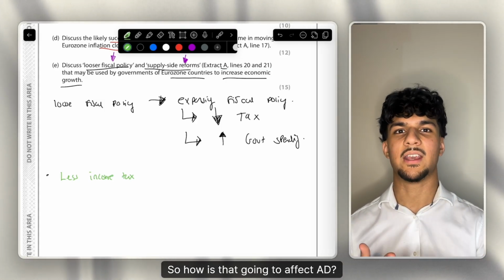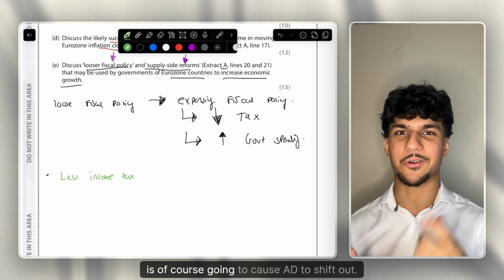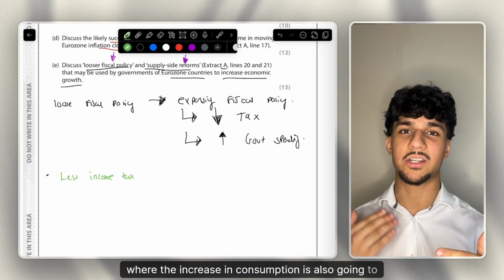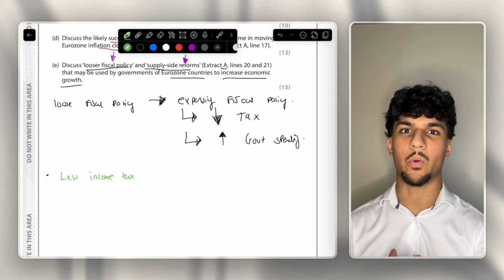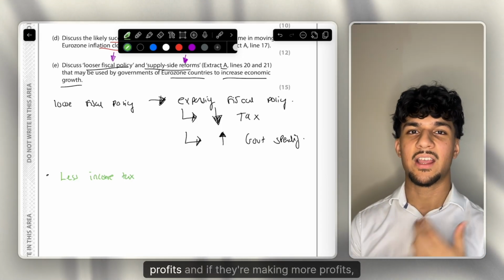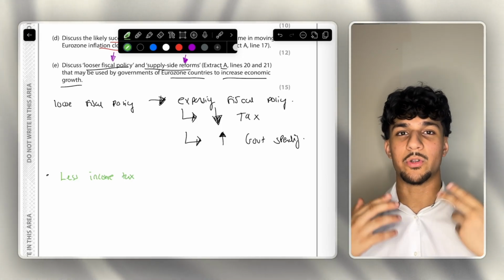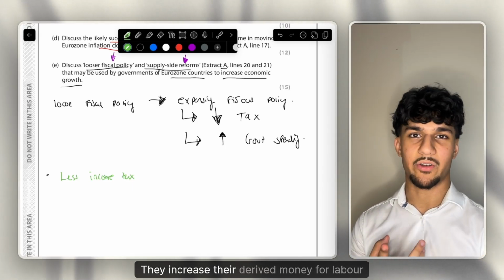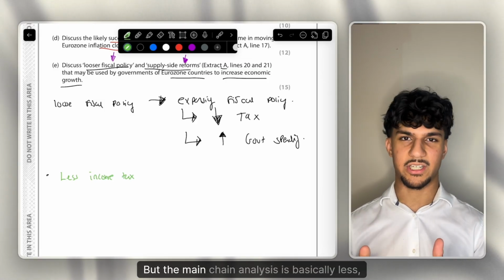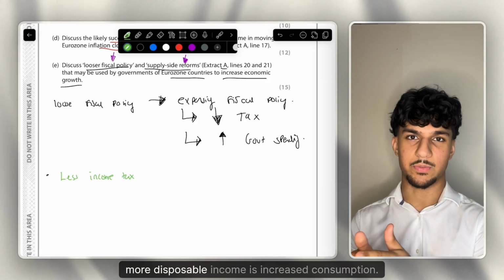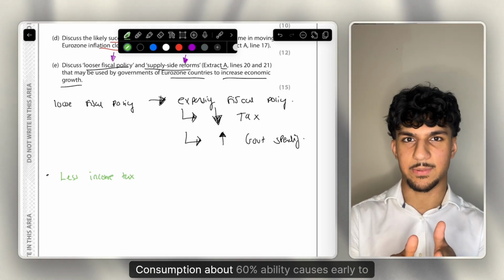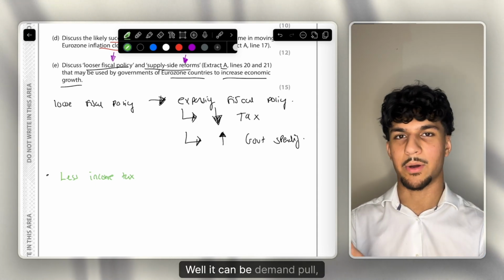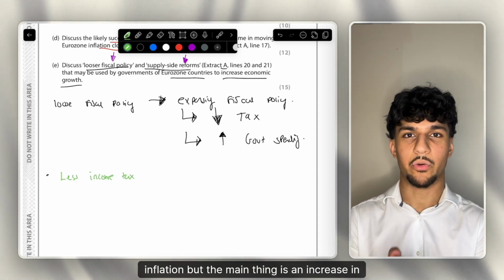So how is that going to affect AD? It's also, of course, going to cause AD to shift out. And you can also talk about the side effects, where the increase in consumption is also going to increase another component of AD, being investment. Why? Because firms are making more sales, revenues and profits, and if they're making more profits, they may want to expand and invest. Therefore, you can talk about derived demand for labour. They increase their derived demand for labour, increasing things like employment. But the main chain of analysis is basically more disposable income means increased consumption. Consumption is about 60% of AD, causes AD to shift out to the right. Therefore, there can be demand pull inflation, but the main thing is an increase in real GDP.